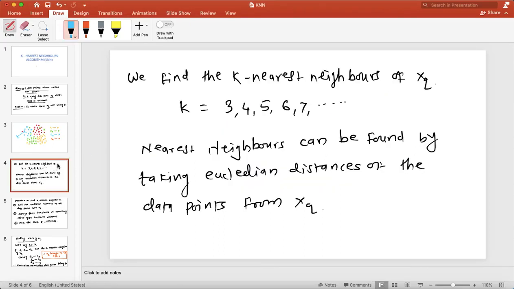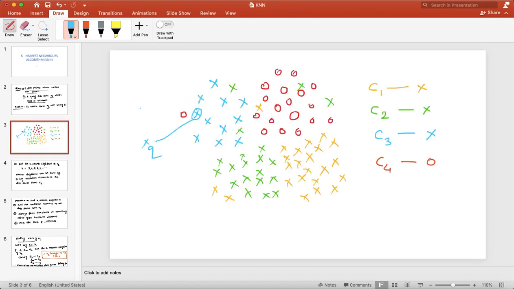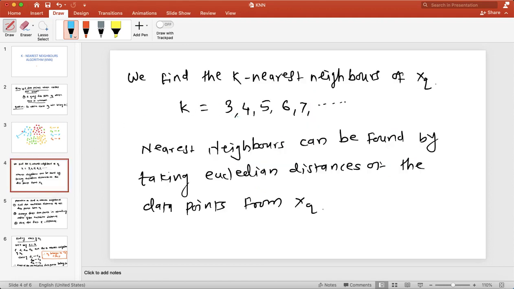So how does KNN solve this problem? What we do is find the k nearest neighbors of this data point. How many nearest neighbors do we find? We find k, and k may take a value from, let's say, 3, 4, 5, 6, 7 and so on. So k can take any value. Normally we choose k as an odd number. There is a reason for that, which I'll discuss later, but normally we choose k as an odd number.